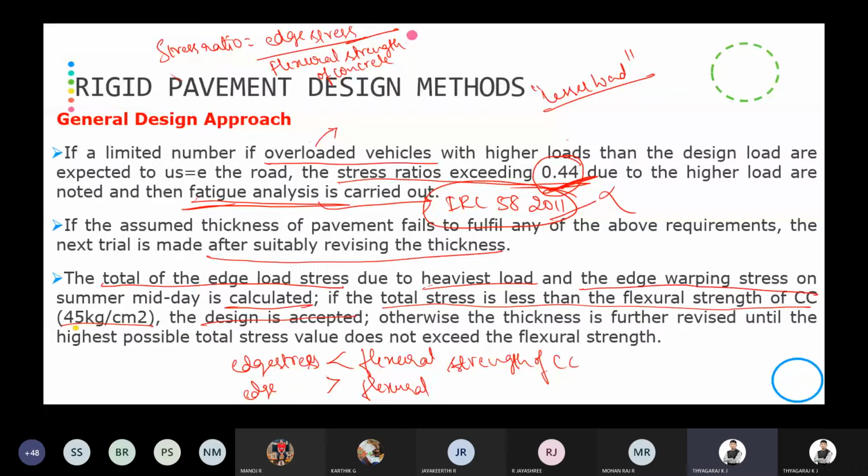And one more step is there, comparing the edge stress and the flexural strength of concrete. If the edge stress is less than the flexural strength of concrete, then whatever trial thickness we have provided is okay. If the edge stress is more and flexural strength is less, we are going to redesign the thickness. The trial thickness you are going to revise.